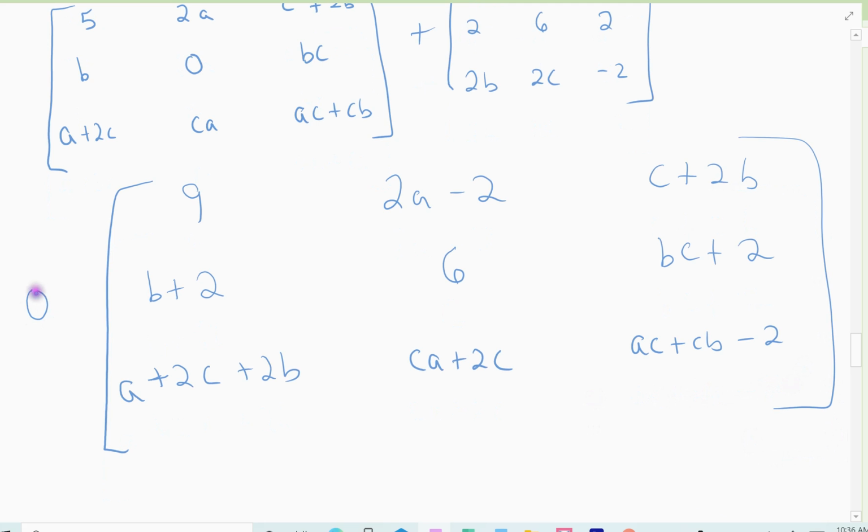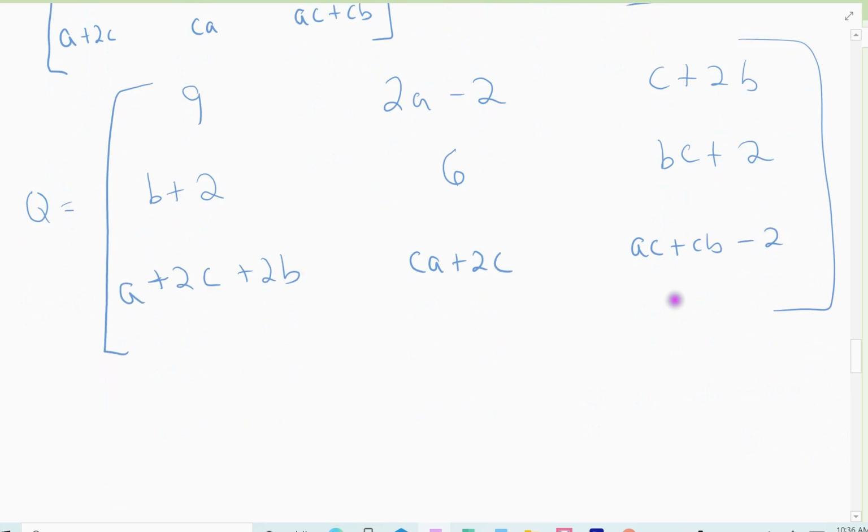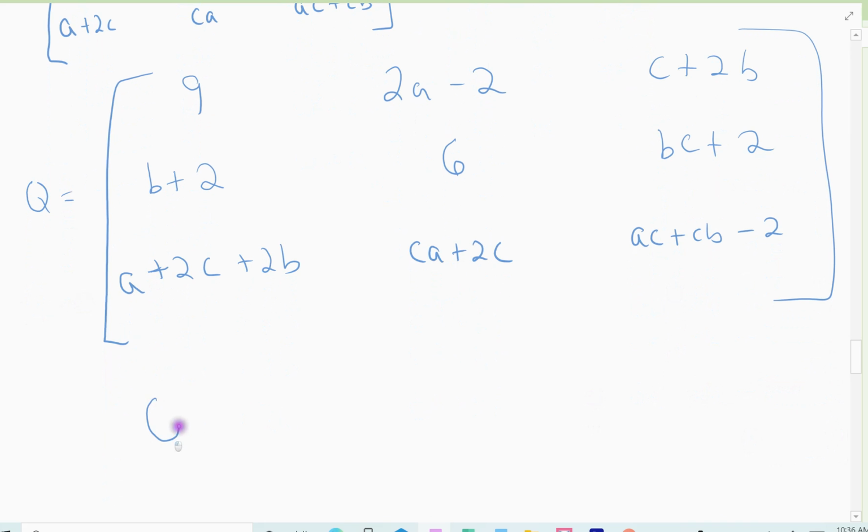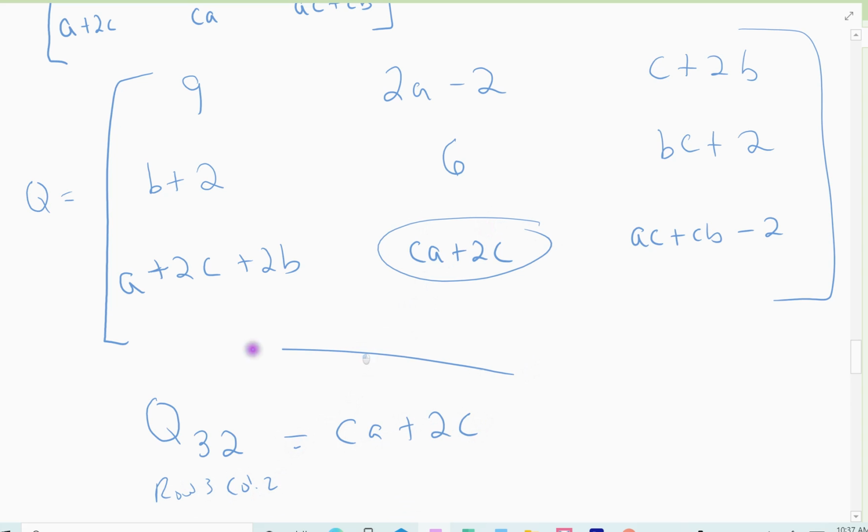Now, that's my entire matrix Q. Right, I found the whole thing. Now, like I said, on the quiz and the final exam, what they typically will do is they'll only ask you for one. They'd probably ask you for one of the messy ones. Something like maybe Q32. So row 3, column 2, which would be this one. Alright, CA plus 2C. Row 3, column 2. And that would be the one you'd have to find if this were a final exam.